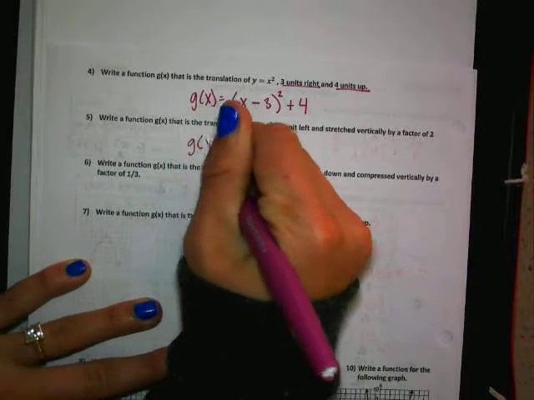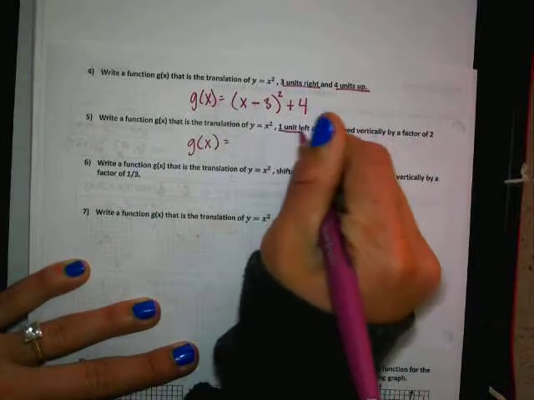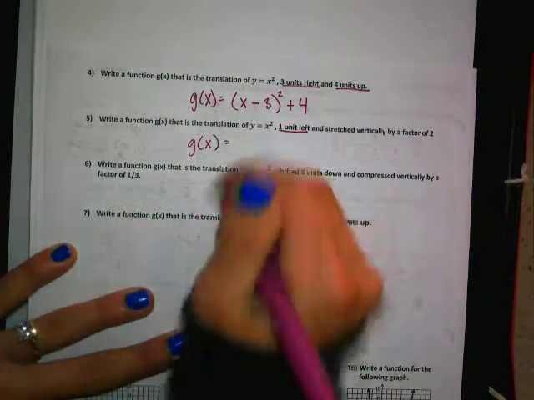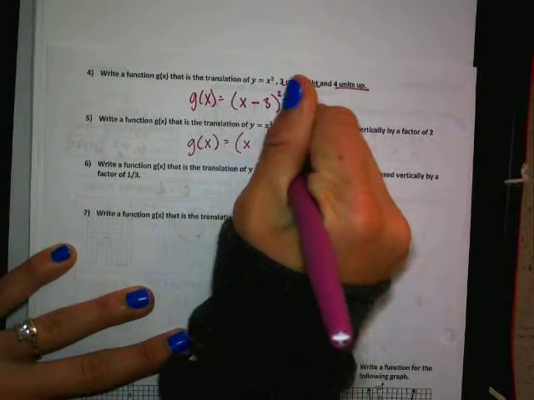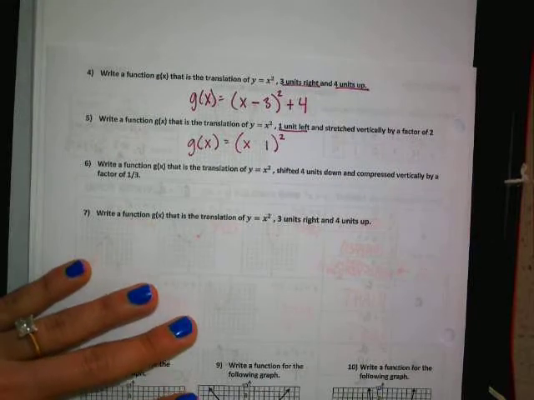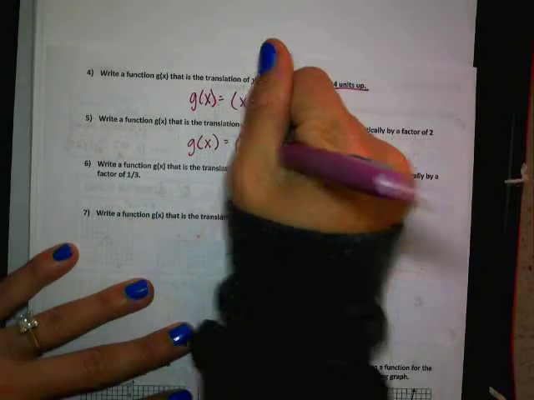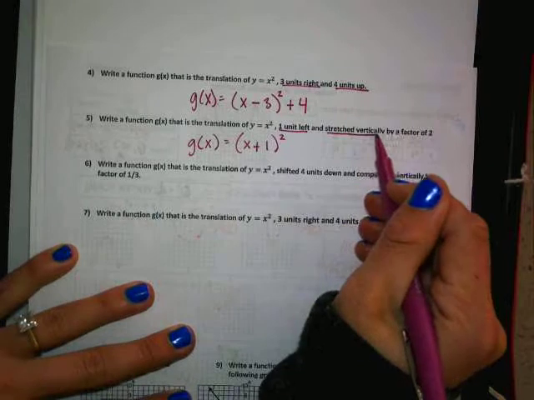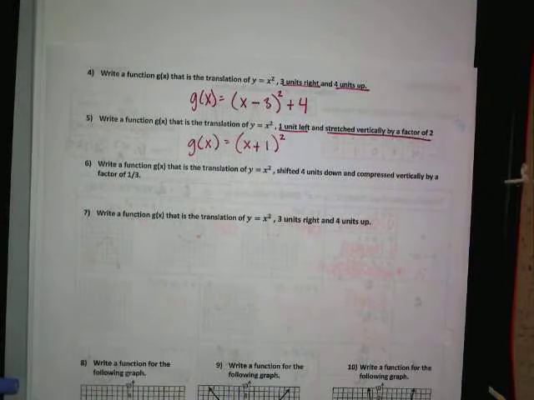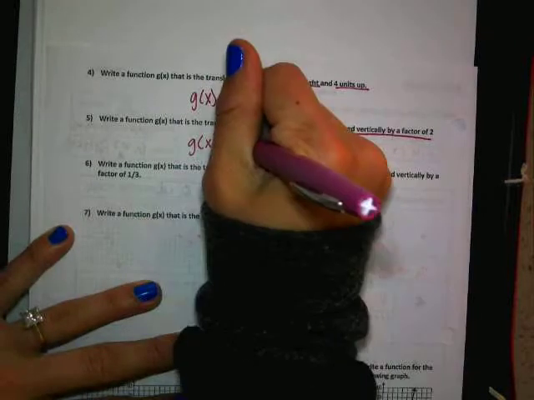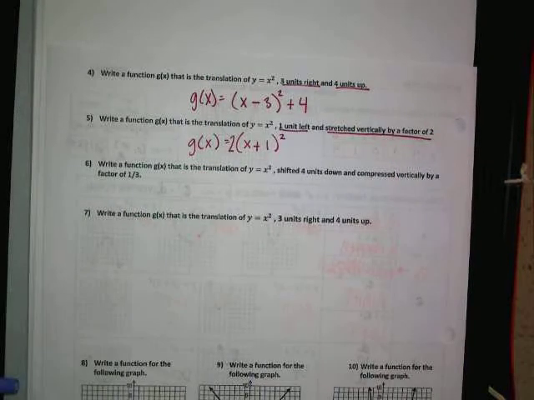Okay. Next one. 1 unit left. Inside or outside? Inside. Is it going to be a plus 1 or a minus 1? Plus 1. Stretch vertically by a factor of 2. Put it outside, in the very, very front. Very good. Stretches and compressions and reflections, all those are going to be your A value. That's going in the very, very front.